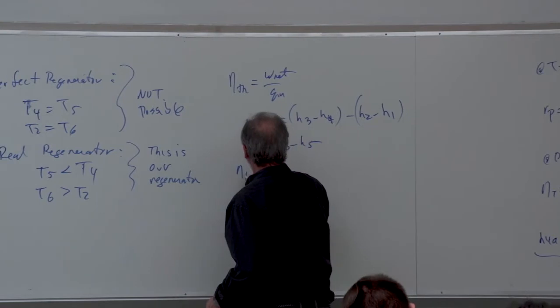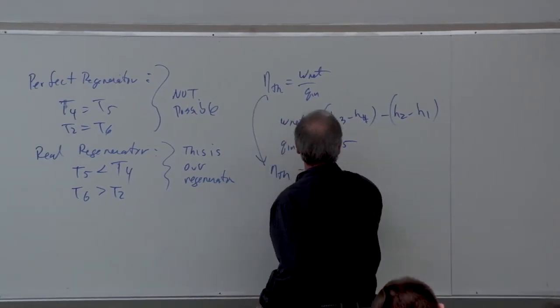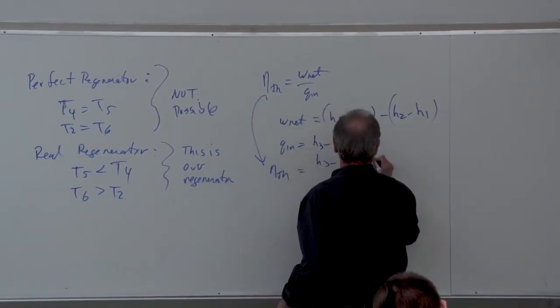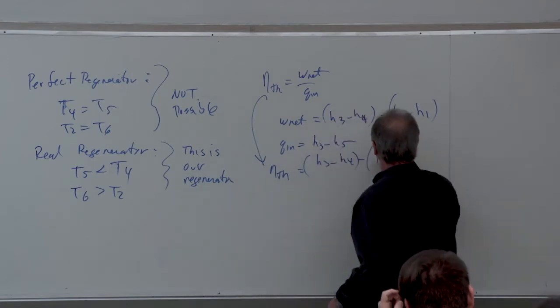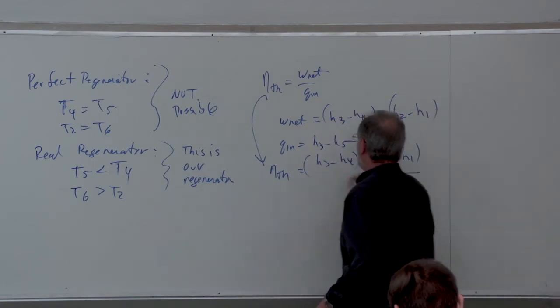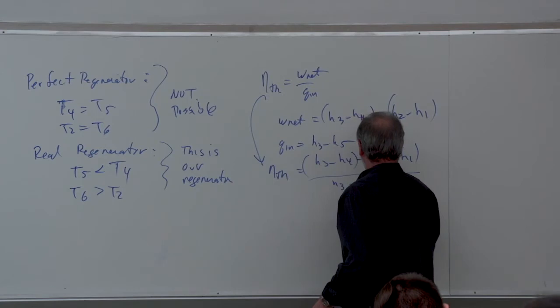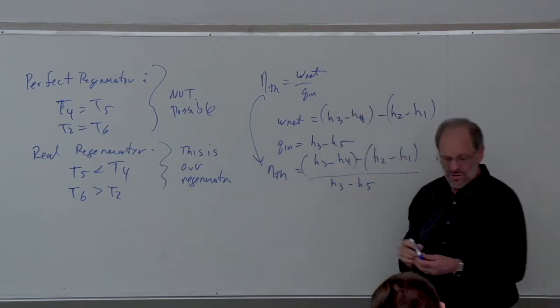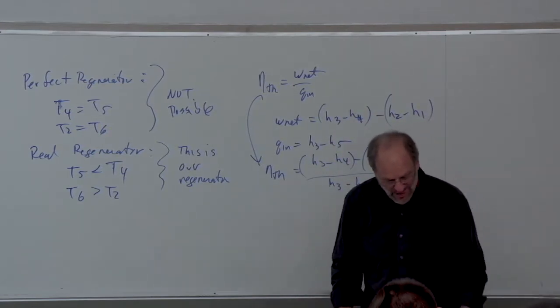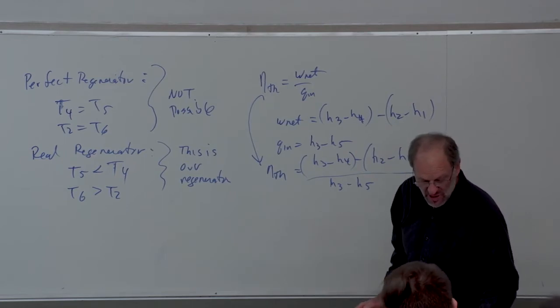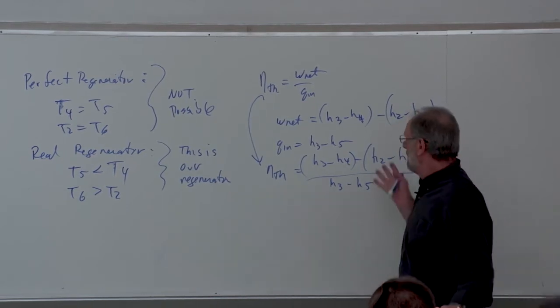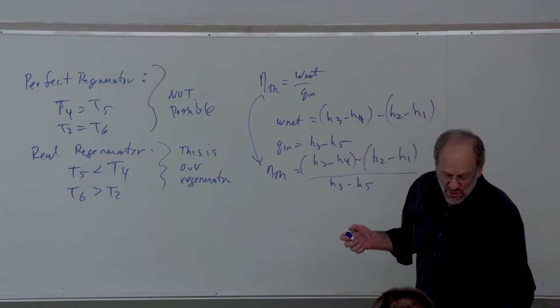And therefore, the thermal efficiency is just H3 minus H4 minus H2 minus H1, and then divided by H3 minus H5. So this is the general equation that we would have to utilize in solving these problems.